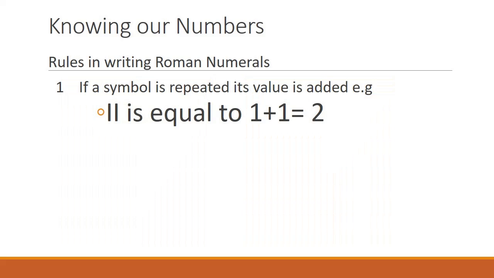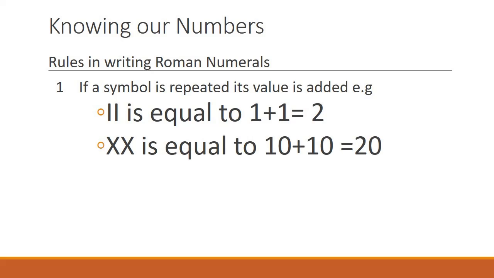Now there are certain rules in writing Roman numerals. So the first rule is, if a symbol is repeated, its value is added to the previous one. For example, II is equal to 1 plus 1 equal to 2 and XX is equal to 10 plus 10 equal to 20. You have seen here that I is repeated after I and X is repeated after X. So their value has been added to both.